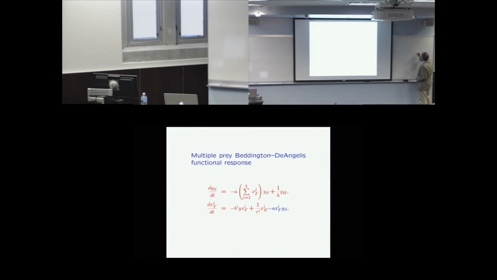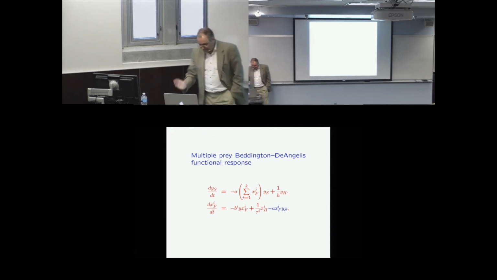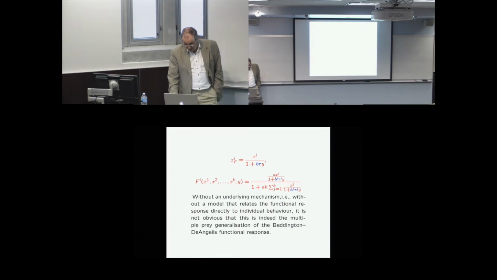you can almost guess what the multi-type model should look like. I mean, for the Holling type 2, you just add up these different prey types, and there may be different attack rates because the predator may attack them at different rates, and your guess turns out to be really what you want it to be true. But the Beddington-DeAngelis functional response is a little bit trickier. And you really have to look into the details, and it's not difficult. It's rather straightforward.